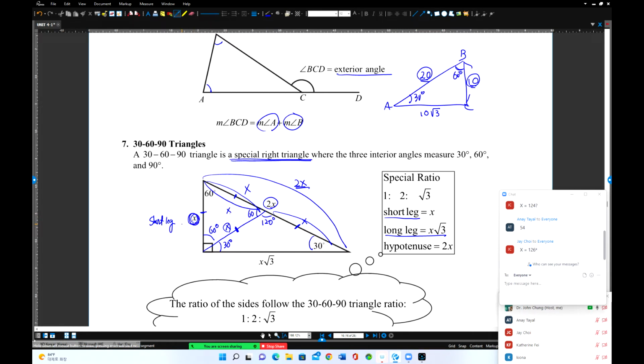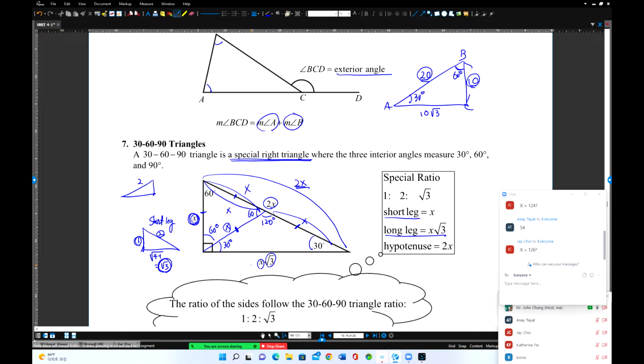Now you can apply the Pythagorean theorem right there, right? If this is 2, this is 1, what is this one? 2 squared is 4, minus 1 squared is 1, it's going to be root 3, right? That's why it's root 3 times these numbers. So root 3 times x, using the Pythagorean theorem.